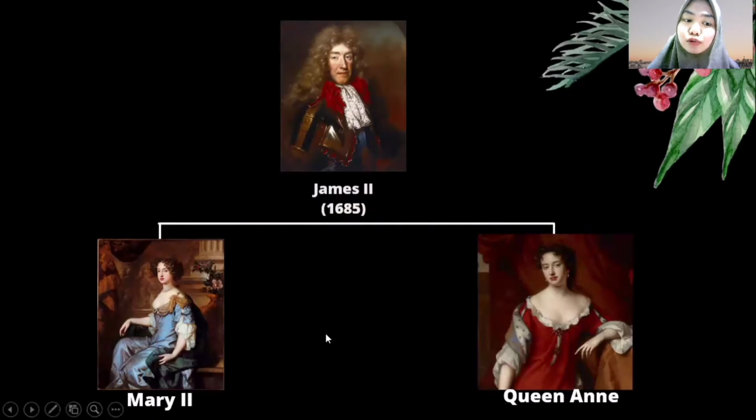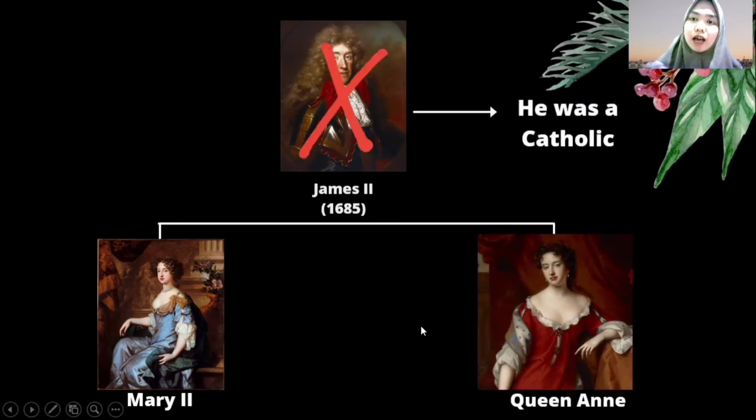James II had two daughters. They were Mary II and Queen Anne. James II was a Catholic. Since Henry VIII split the church, Catholics had terrible approval. But this problem was then brought to light when his two daughters, Mary II and Queen Anne, were both Protestant.